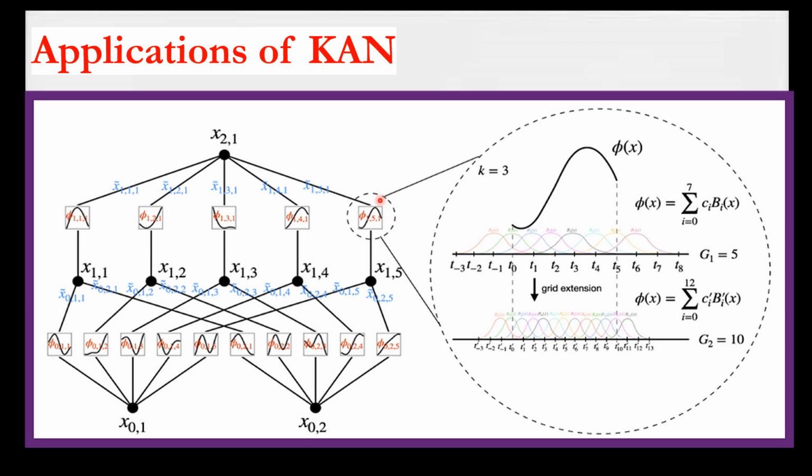So overall, KAN represents a promising advancement in machine learning, offering improved accuracy and interpretability over traditional multi-layer perceptrons, particularly in situations requiring compositionality handling.